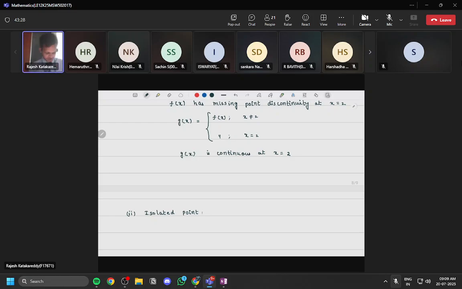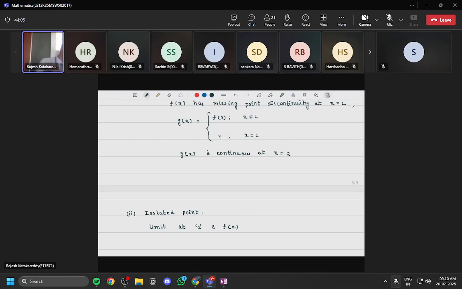Isolated point means you write the reason: the limit exists, the function value also exists, but both of them are not equal. Clear? Again, by redefining the function, we will make that one continuous. Why do we make them continuous? To read about the function in more detail. Clear? Like in NCERT or some books you will see, no?